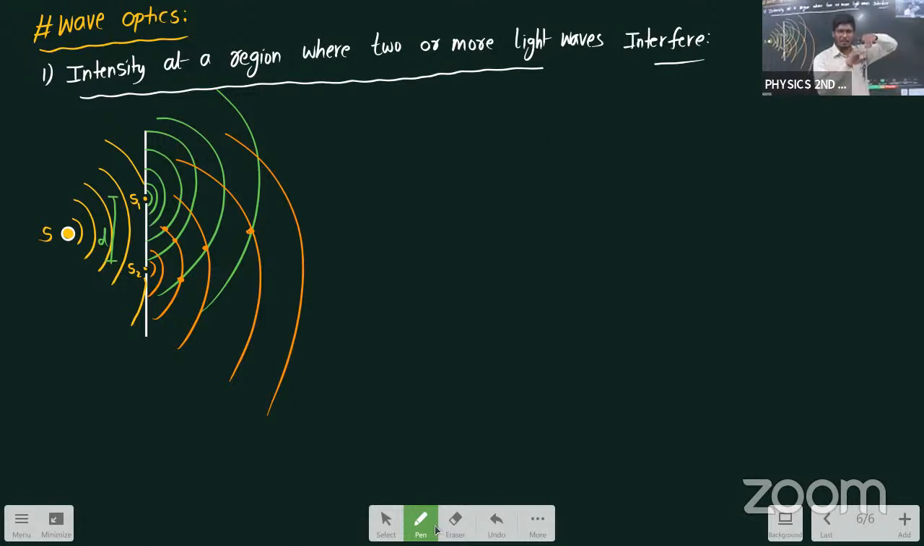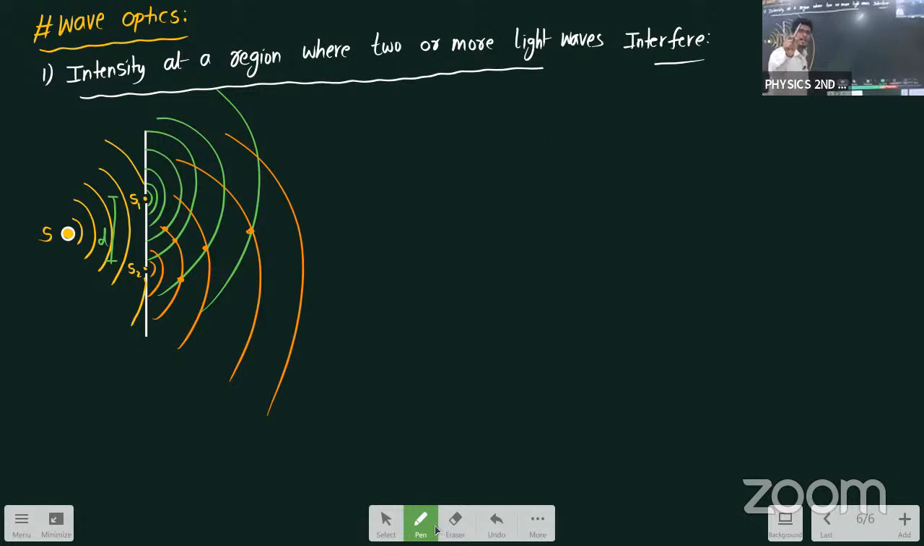Whenever two light waves are meeting at one particular point, or the two light rays are interfering with each other, at a point of interference, what will happen? Either the two rays will interfere in a constructive manner, or in a destructive manner. Whenever they are interfering in a constructive manner, we'll be getting a bright spot. But whenever they are interfering in a destructive manner, we'll be getting a dark spot. So one is called constructive interference, the other is called destructive interference. In constructive interference, I will be getting a bright spot. In destructive interference, I will be getting a dark spot.